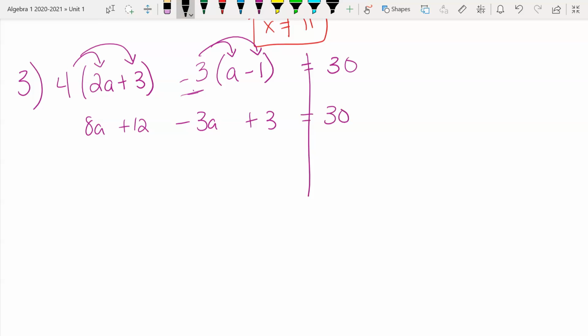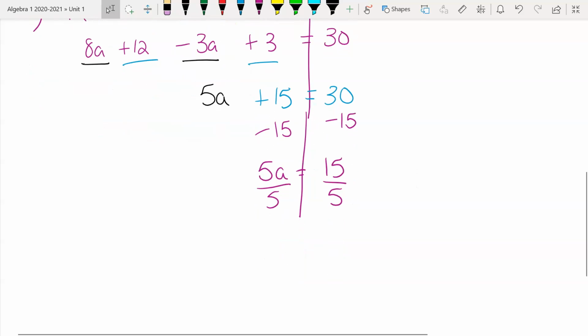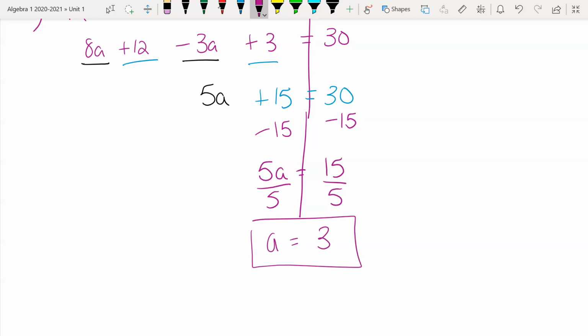Now I look at the left-hand side after I distributed. I combine like terms. 8a minus 3a would be 5a. And then 12 plus 3 would be 15 equals 30. Now I'm going to solve it. I want to get the 5a by itself, so I'm going to subtract 15 to get rid of that positive 15. I'm going to divide by 5 because I'm multiplying by 5 and the opposite of multiplication is division. You get a equals 3.